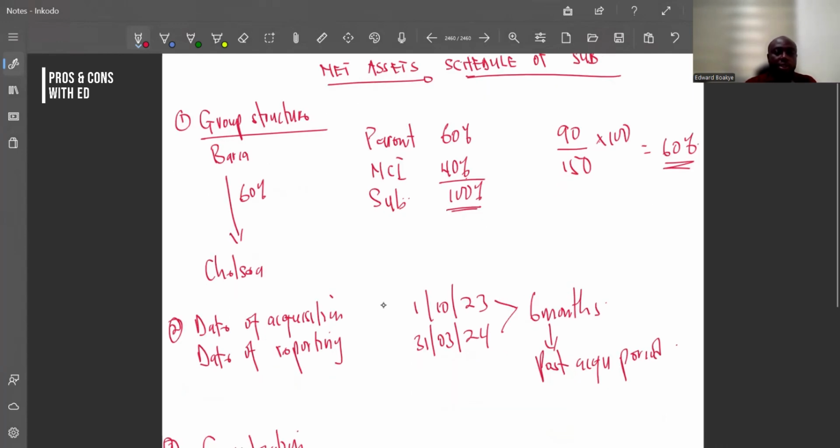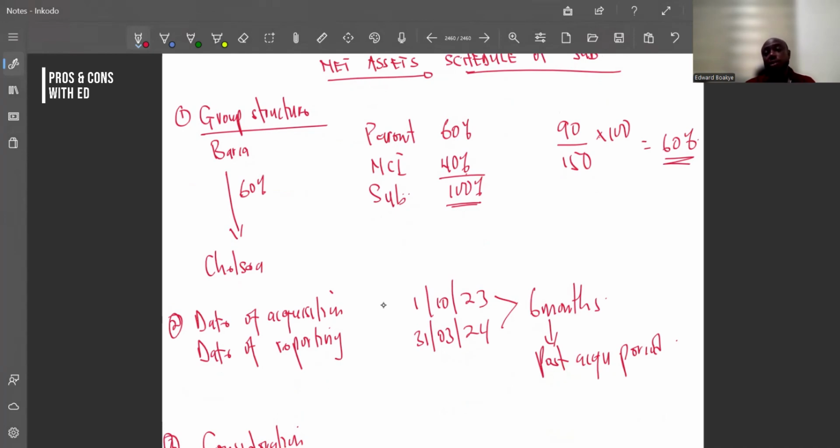Now let's go to the date of acquisition. For the date of acquisition, we know that they purchased them on the 1st October 2023, and the reporting date was 31st March 2024, right? It simply tells you that from October, November, December, January, February, March, that is 6 months. So this is a partial consolidation. It is not full consolidation because it's not 12 months. It is just 6 months. So our post-acquisition period, which is the period from when we acquired them to the period we are reporting, is just 6 months.